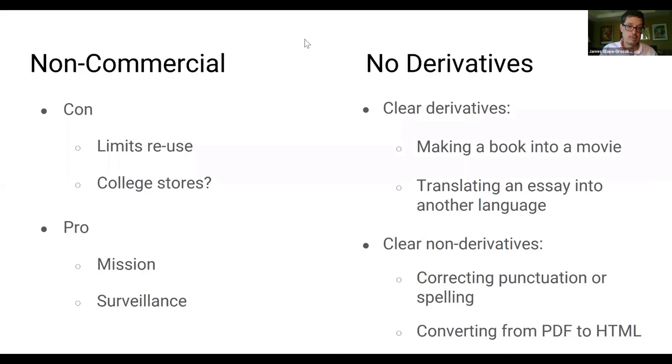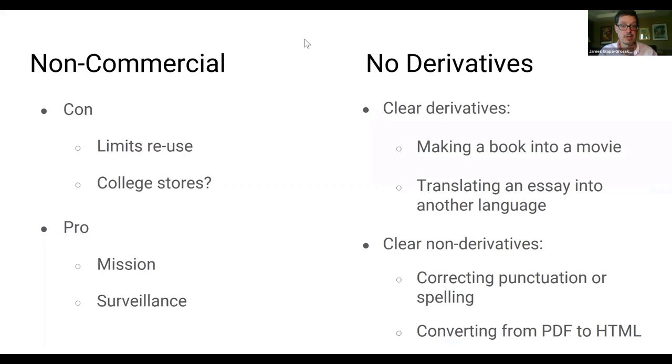On the other end of the spectrum, a non-derivative work, so something that you could do, even if material is licensed non-derivative, you could do the following. You could correct punctuation or spelling. Right? You download a book from College of the Canyons and you find out that our editing process wasn't what it should be. And you want to use the material, but you want to clean it up for your students. Awesome. Go for it. No problem.